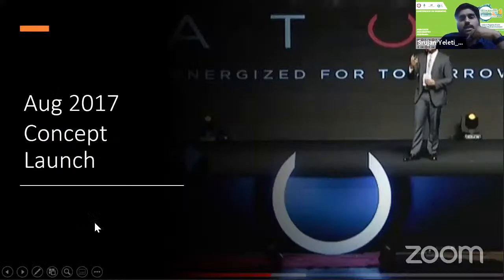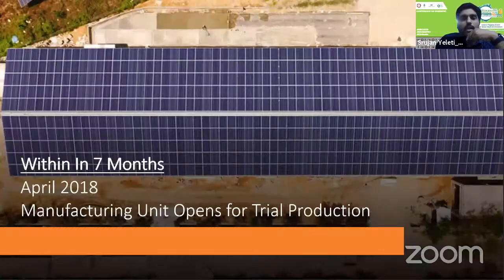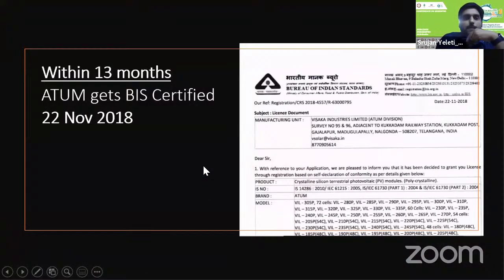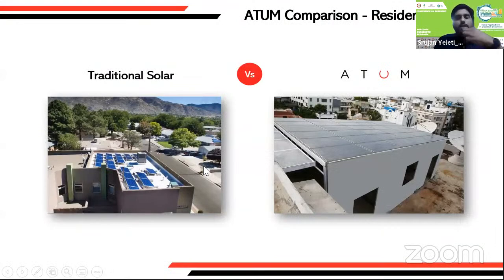The concept was designed in 2017, and within 7 months, we came up with the plant, production started, and we have BIS certification.